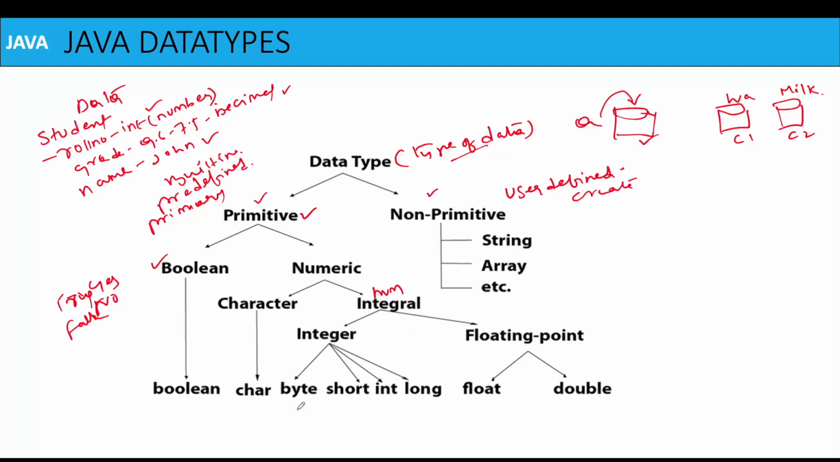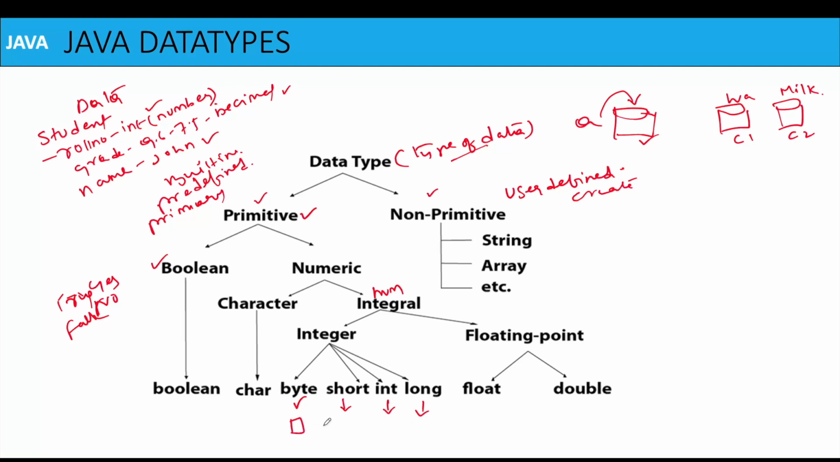Again, in normal numbers we have byte, which is very small in size, like 127. Next one is short. If you want a bigger number, you can go for the short. For an even bigger number, you go for the integer. If it is a very big number, then you go for the long. This just specifies the size of that particular number.